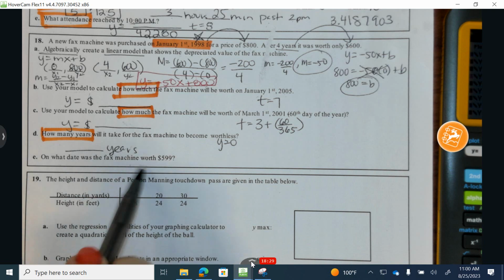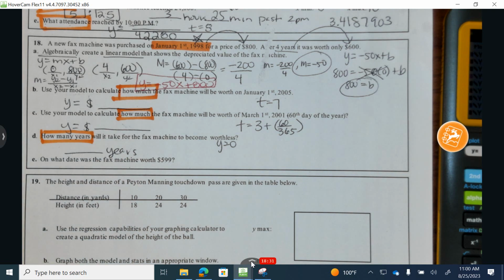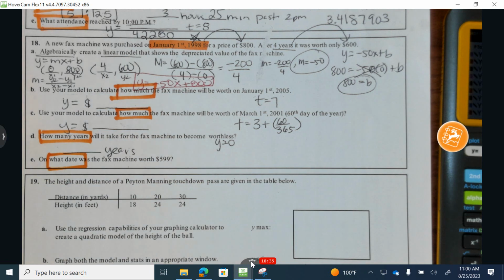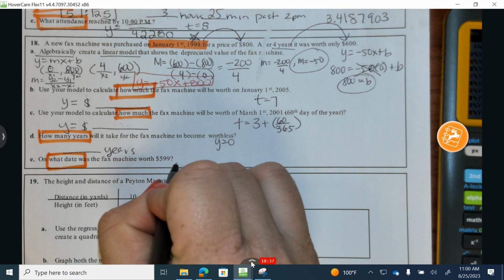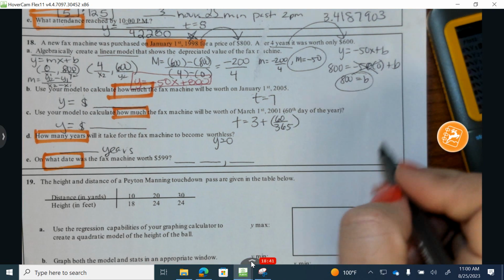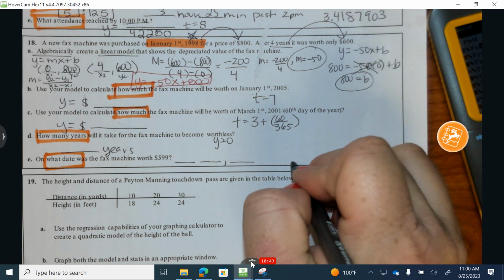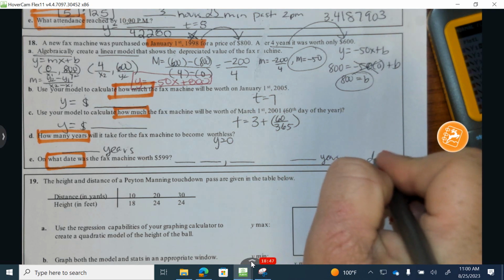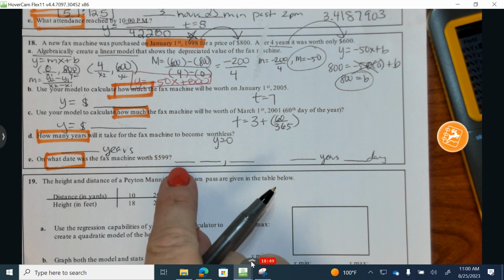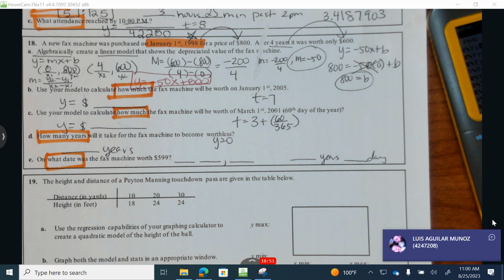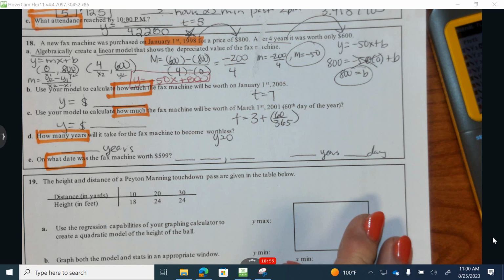And our last one is going to be on what exact date? On what exact date? So I'm going to come over here and write we have some month, some day, and some year. Now before I can do that, I'm going to get a value in terms of years and days, and then I'll convert it into months, days, and years. Okay, if you're ready, here we go.